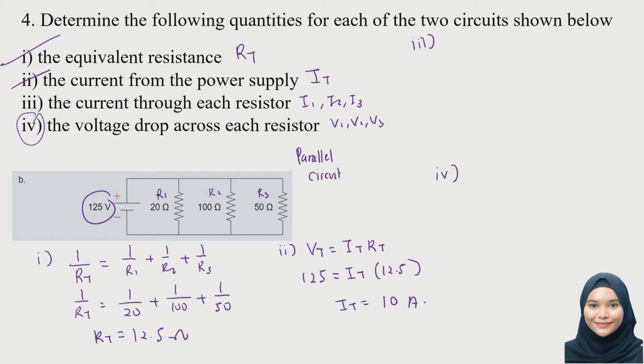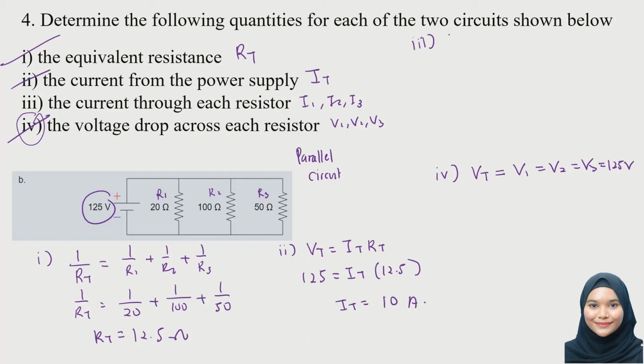Okay, voltage drop across each resistor. So one thing that you need to know is that when it comes to parallel circuit, they share the same voltage. And we know the total voltage is 125 volt. Therefore, the voltage across resistor 1, voltage across resistor 2 and voltage across resistor 3 is the same as the total voltage, which is 125 volt. So I already answered number 4. Then only I'll answer number 3, the current through each resistor.